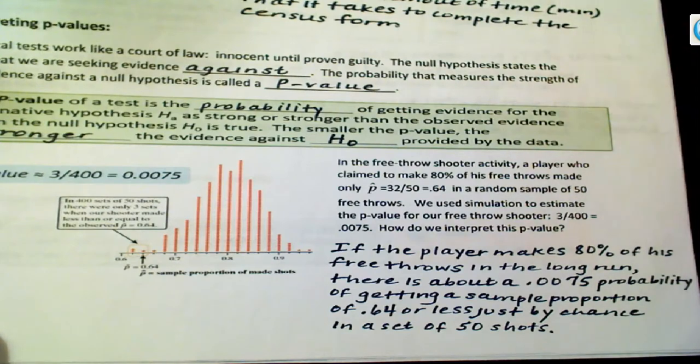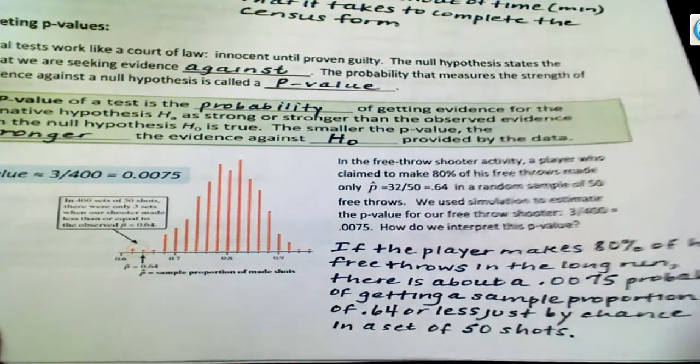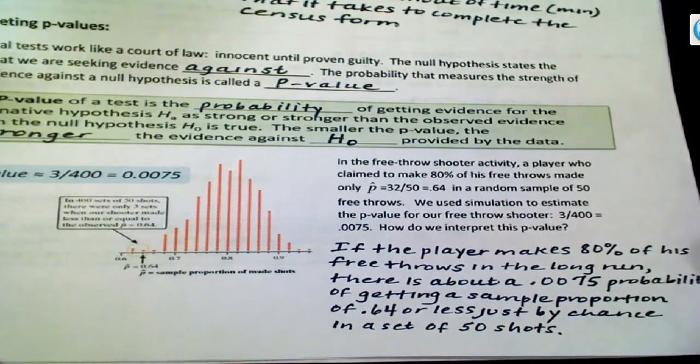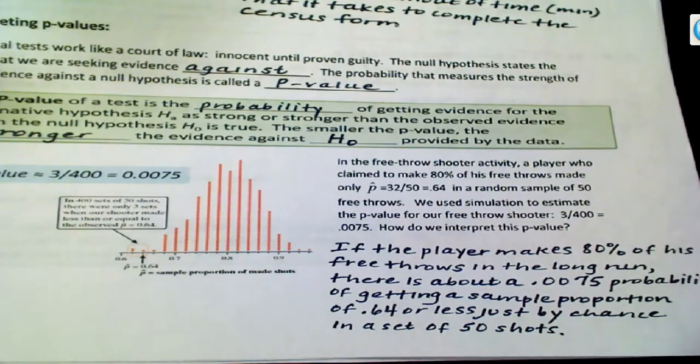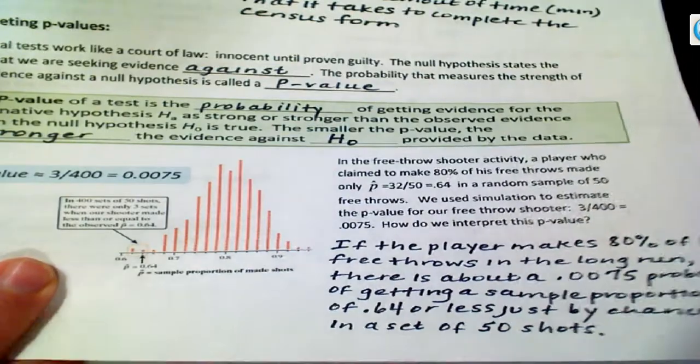So you've got to come up with, okay, well, what does this mean? If he got a 0.64 and the probability is 0.0075, if that's his normal, well, he either had a really, really, really bad 50 shots at the free throw line, or maybe he's exaggerating, and maybe that's not exactly true. Okay, so that p-value is going to help us come up with a conclusion, and we're going to do a couple of examples.